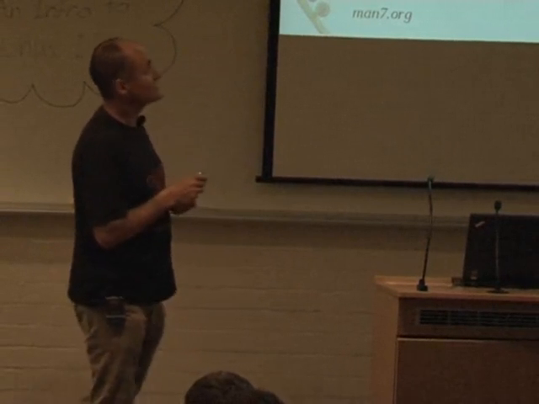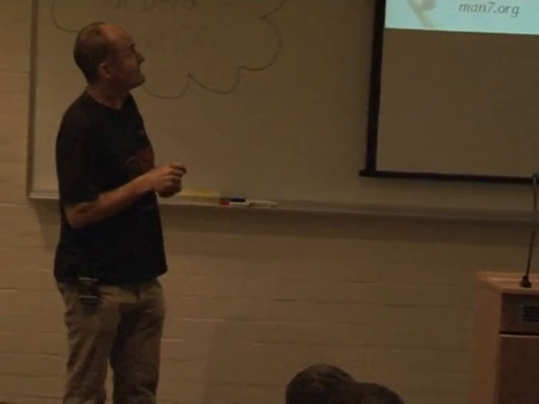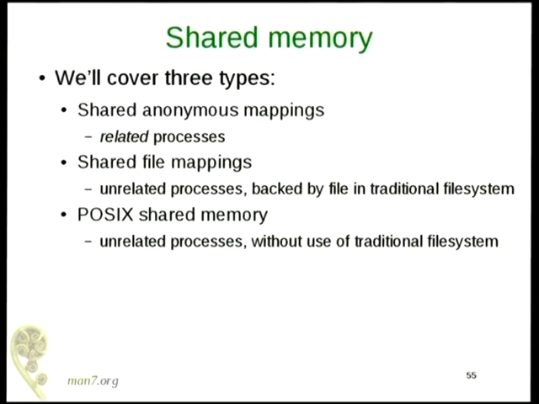The difference between these three methods: shared anonymous mappings allow related processes to communicate. By related, I mean processes that are related by fork. Shared file mappings can be used between unrelated processes, and they're backed by a file in the traditional file system. POSIX shared memory is for unrelated processes without creating a file in the traditional file system. So you may not want to bother doing I/O on a file, in which case you can use POSIX shared memory instead.